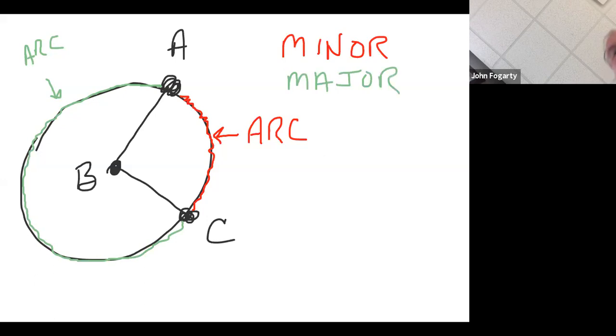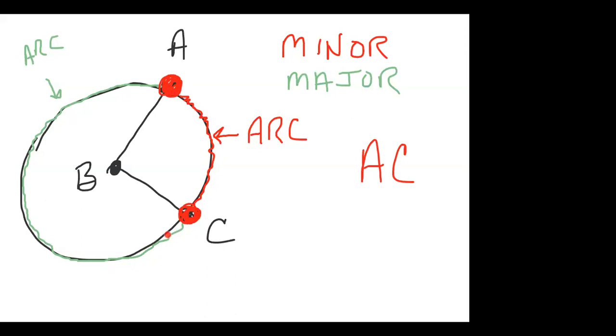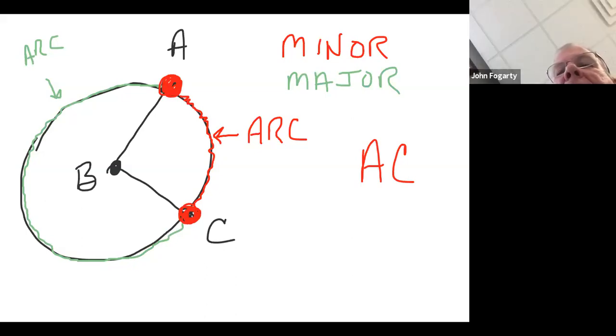Well, here's the problem you might have. The endpoints are still the same points. So if I said to you arc AC, how do you know if I'm talking about the minor one from A to C, or if I'm talking about this one from A to C? Here's how you do it, right? If you're talking about the way from A to C that's the shorter, you just use A and C.